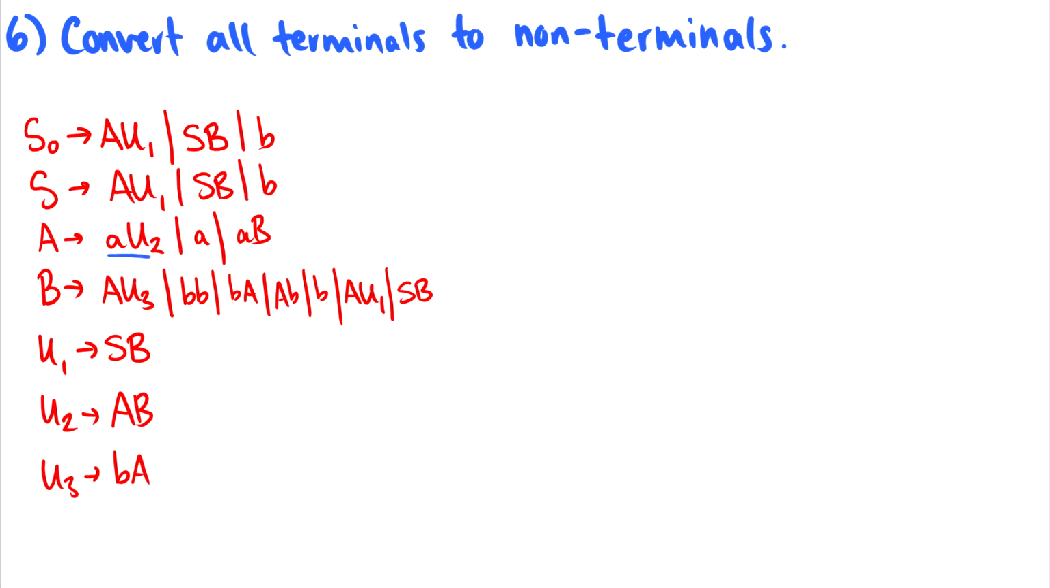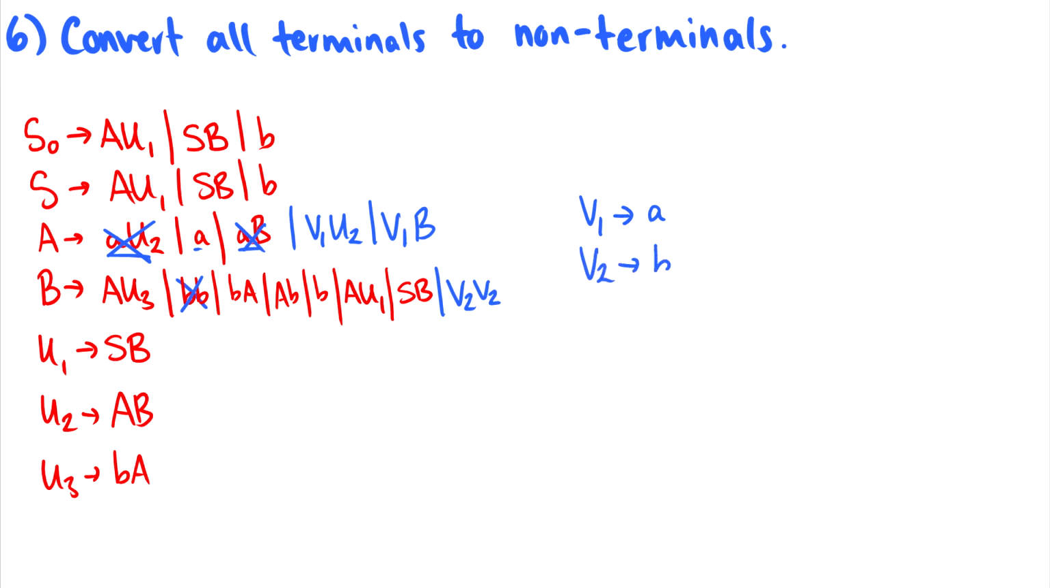So for instance, this AU2, we don't want a terminal and a non-terminal. We want to redefine this one as something like V1U2 and then add a rule where V1 goes to A. So we can get rid of this. A is fine because it is a terminal, but this AB is not okay. Instead, we want this AB to be V1B, so that way we have two variables. Okay, B goes to AU3 is fine. This BB is not good because we have two terminals here. We want this to be two variables. So we're going to introduce V2, V2, and send V2 to B.